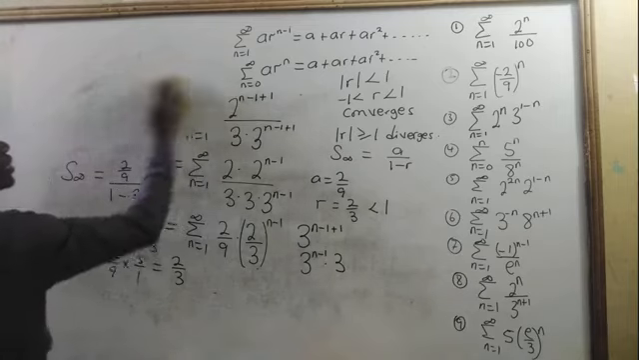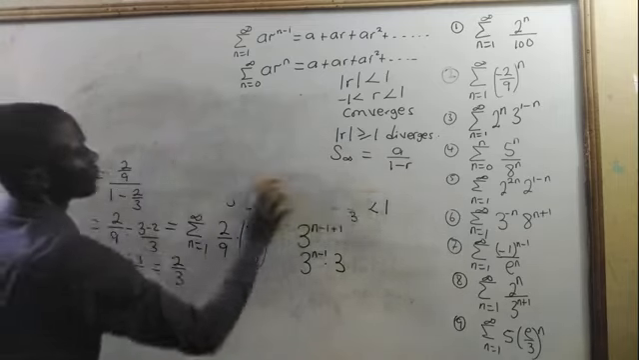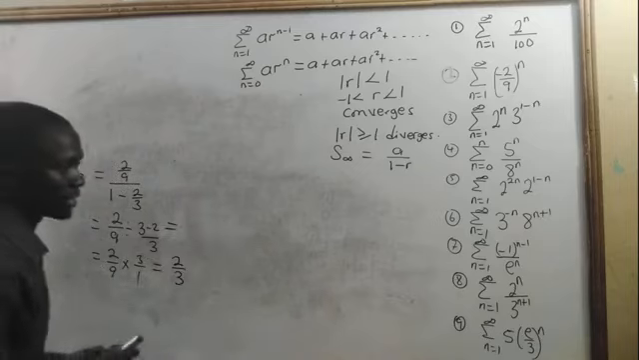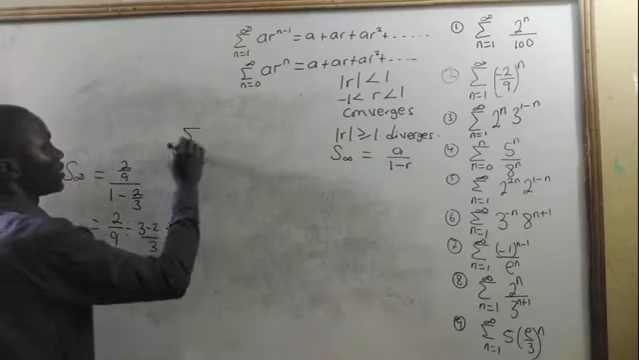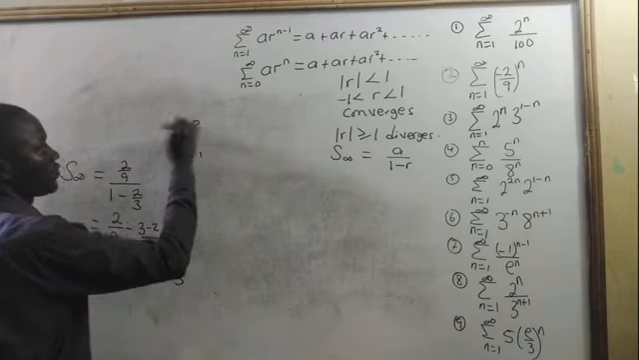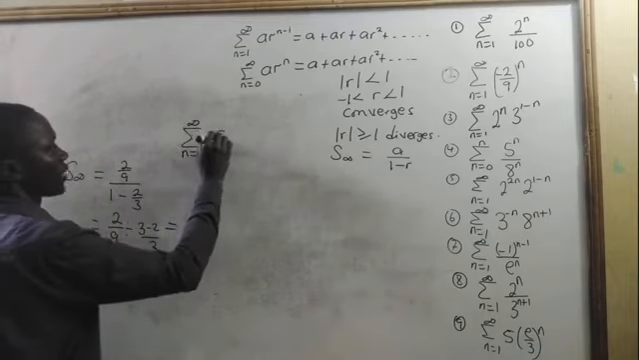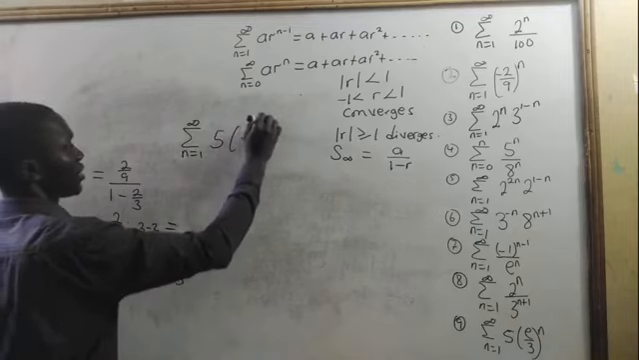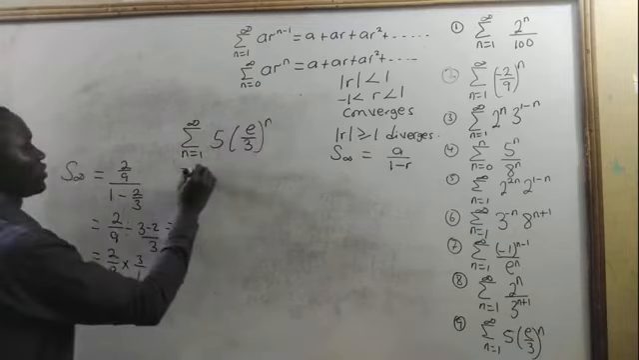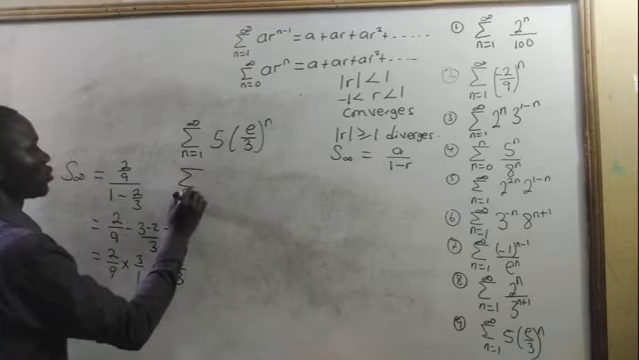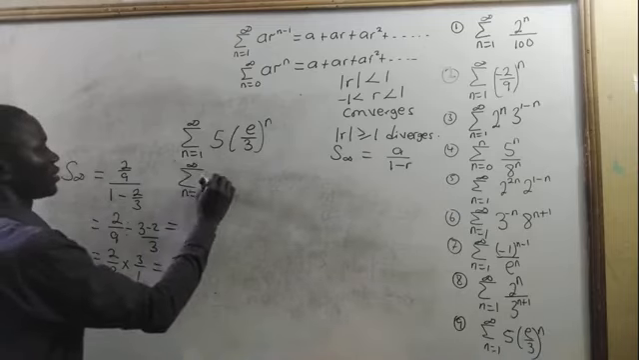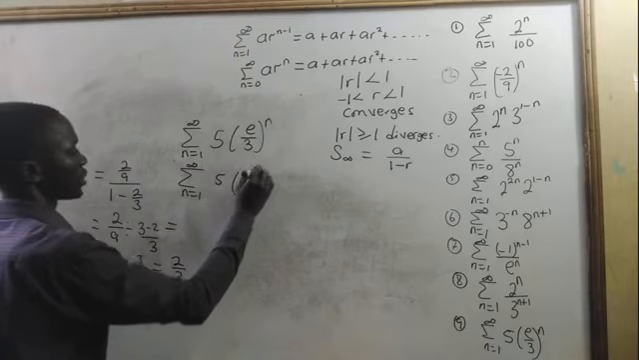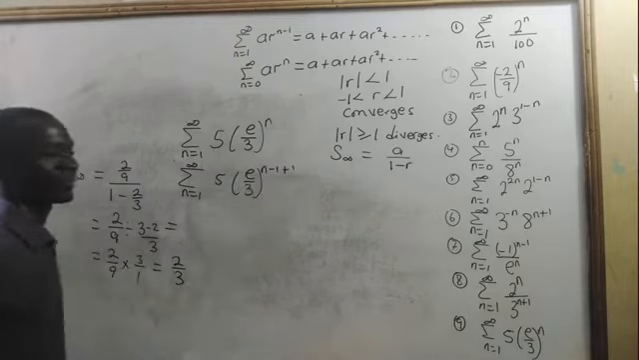So let's tackle this one. This one is the simplest among all. We have summation from n equal to 1 up to infinity of 5 times e on 3 exponent n. So this will give us summation n equal to 1 up to infinity of 5 times e on 3 exponent n minus 1 plus 1.